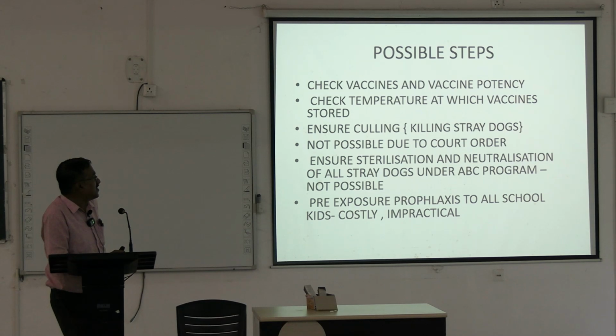Ensure culling, that is killing of stray dogs. Not possible due to court order. Ensure sterilization and neutralization of all stray dogs under the ABC program. ABC is Animal Birth Control Program. Again, that is not possible. The last one is pre-exposure prophylaxis to all school kids. That means all school kids should be given 3 doses of vaccine, which is again costly and impractical.